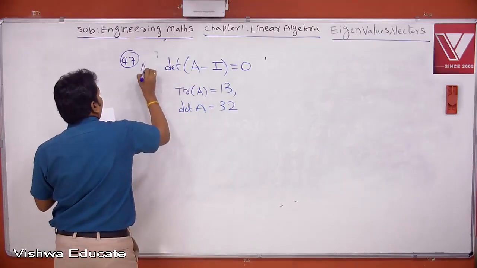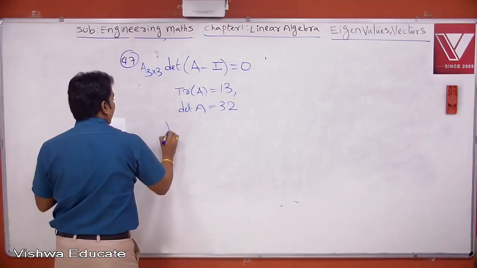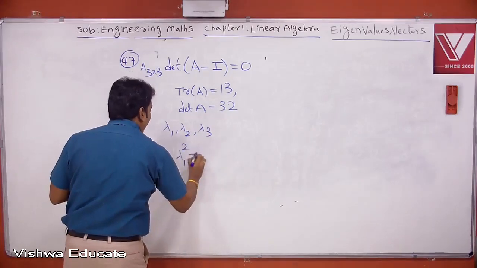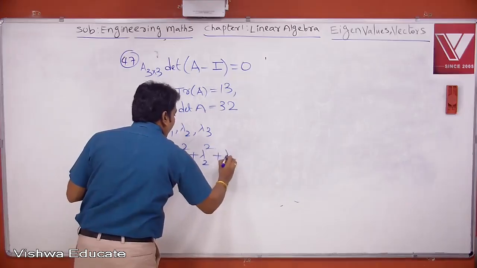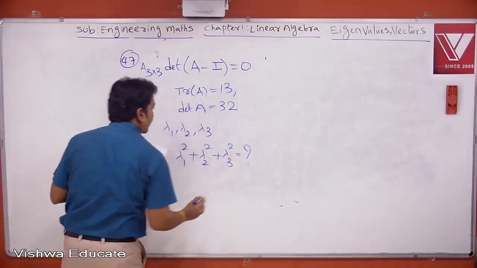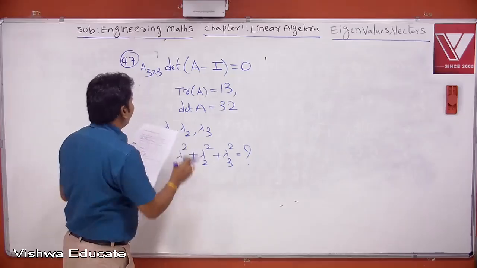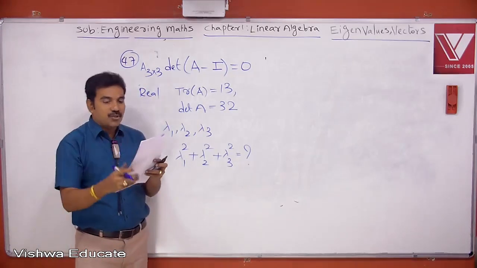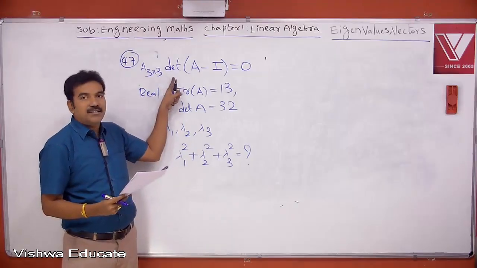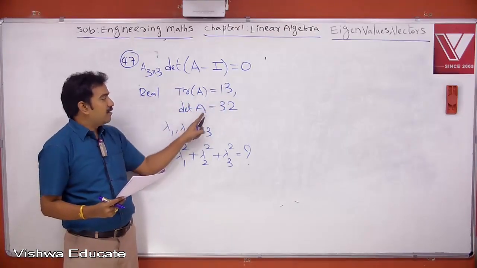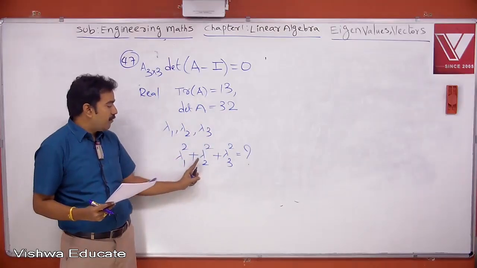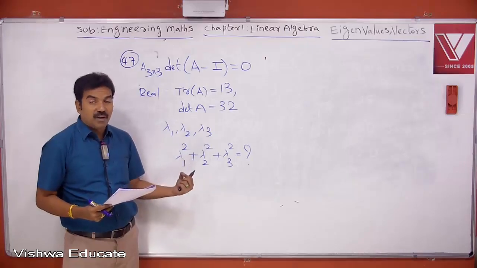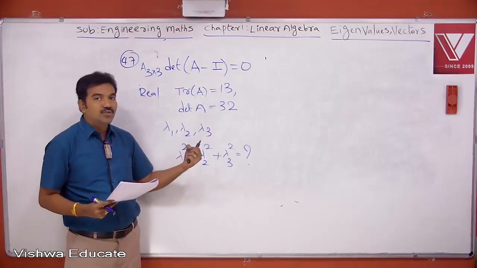This is a 3 by 3 matrix, so it will have 3 eigenvalues, lambda 1, lambda 2, lambda 3. They were asking for lambda 1 square plus lambda 2 square plus lambda 3 square. We need to find this. Here A is a 3 by 3 real matrix and 3 equations are given: the det of A minus I is 0, trace of A is 13, and det A is 32. Therefore we need to find lambda 1, lambda 2, and lambda 3.